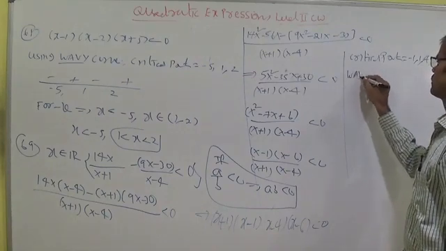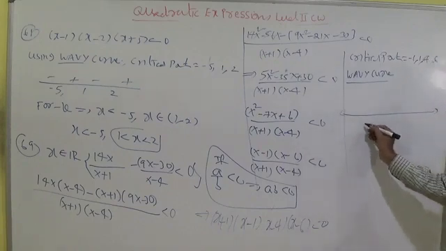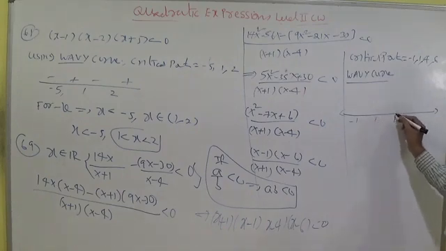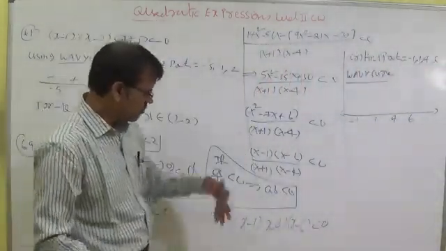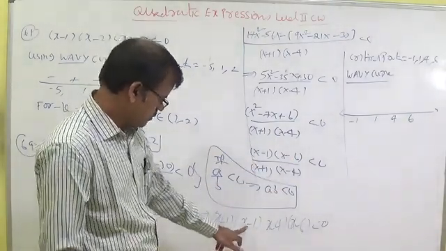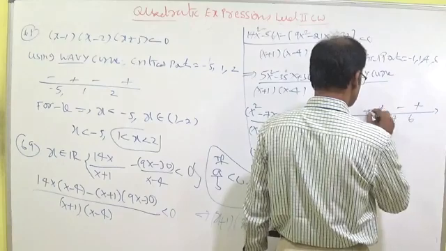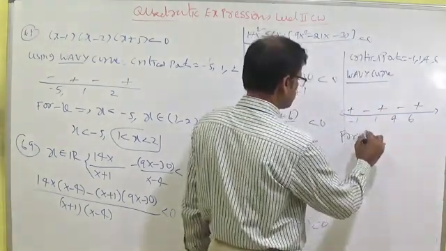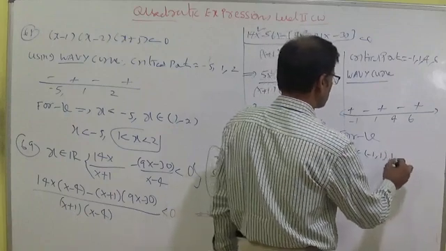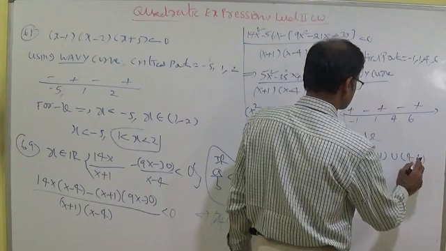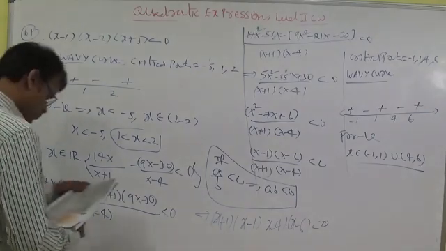Using the wavy curve, draw the points minus 1, 1, 4, 6. Here we are discussing less than 0. Now if we substitute a number more than 6, I mean 7, 7 plus 1 is 8, 7 minus 1 is 6, 7 minus 4, everything is positive. So put here positive, then negative, positive, negative, positive. Now I am writing for negative using the wavy curve. x belongs to the open interval minus 1 comma 1 union 4 comma 6. Exactly, it is the fourth option.